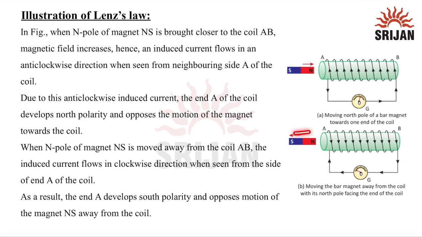Now, when the north pole of the magnet NS is moved away from the coil AB, the induced current flows in a clockwise direction when seen from the side end A of the coil. As a result, the end A develops south polarity and opposes the motion of the magnet NS away from the coil. I hope this topic is clear to you.